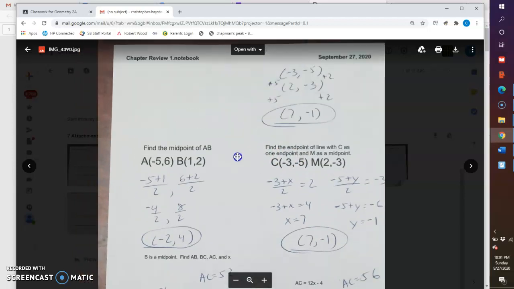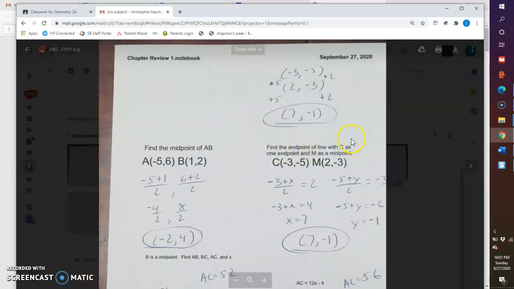Now, to find an endpoint, you can do it one of 2 ways. I can do the logical way. My endpoint's here, and I put my midpoint here. What plus negative 3 gets me to 2? It's a plus 5, so I add 5 to the other side and get 7. What plus a negative 5 gets me to a negative 3? I add 2, and then I add 2 to the other side, and I get negative 1.